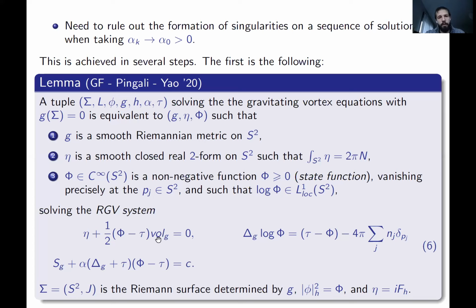So eta plus 1/2 phi minus tau volume equals 0. The Laplacian of log phi is tau minus phi minus this distributional term, which is precisely located at the bunch of points where your phi vanishes. Then the scalar curvature of the metric plus alpha times the Laplacian plus tau acting on phi minus tau equals a constant C. And the way you go from one to the other is you apply the Poincaré–Lelong theorem, and then the sigma, the Riemann surface, corresponds to S2 with J, where J is the complex structure determined by g. This phi, this density state function, is norm of phi squared, and the eta is i times the curvature, okay? So you rewrite things in this Riemannian way.